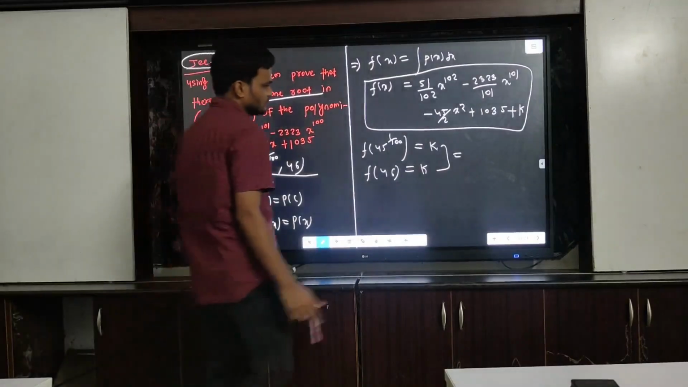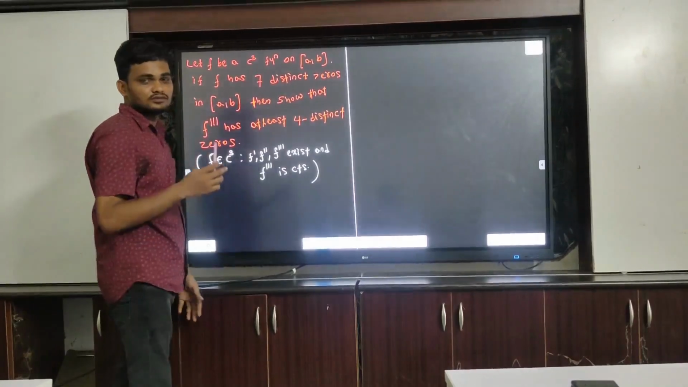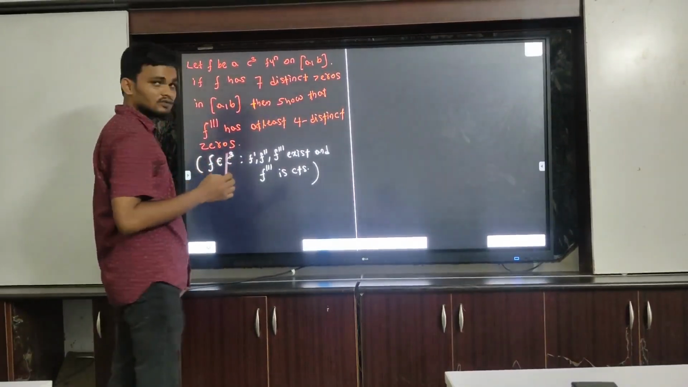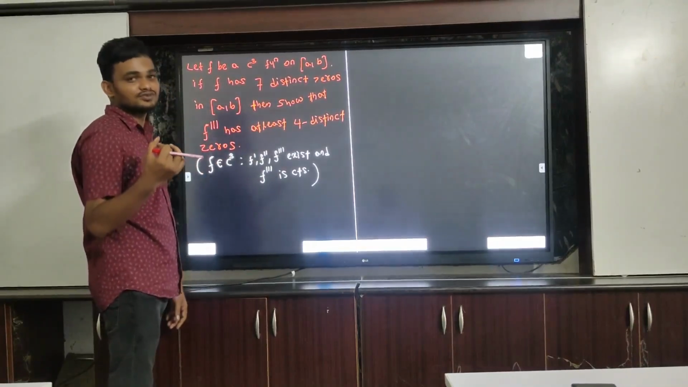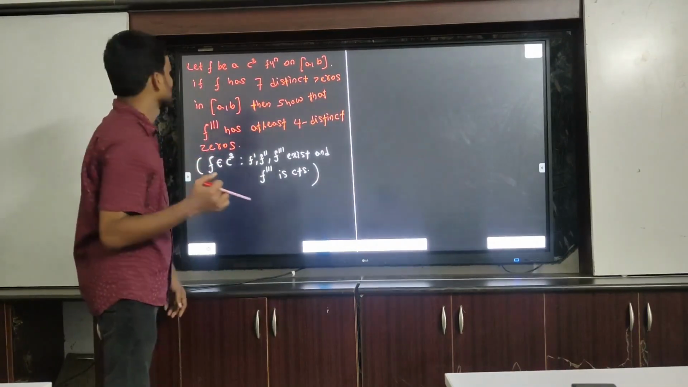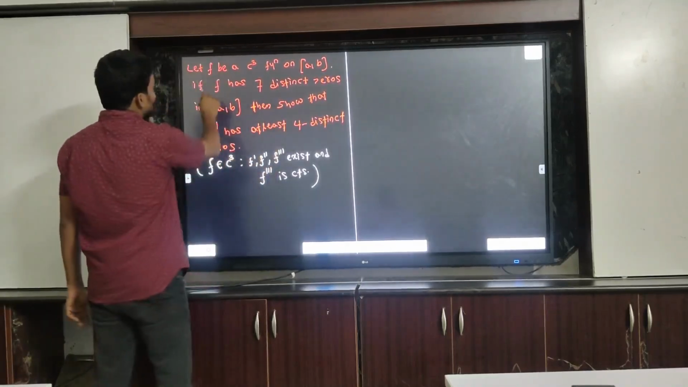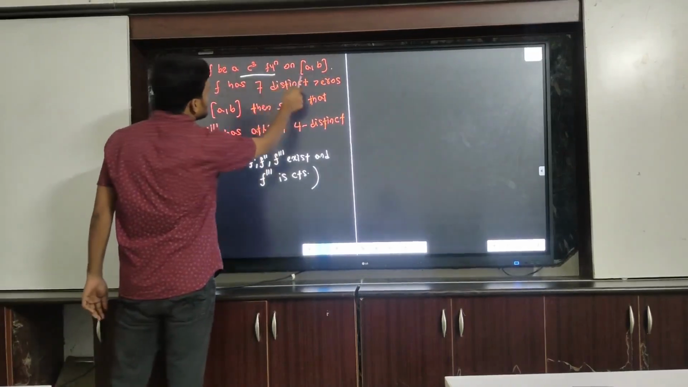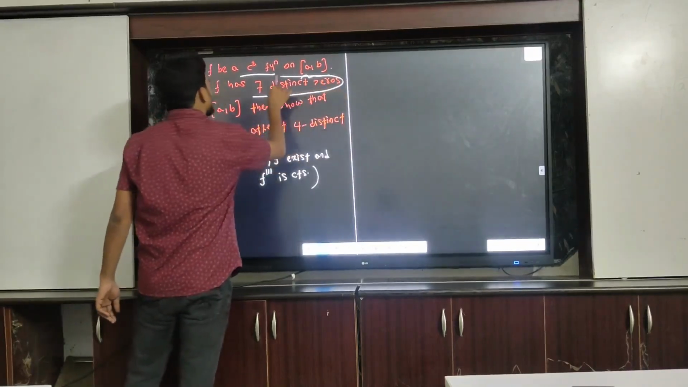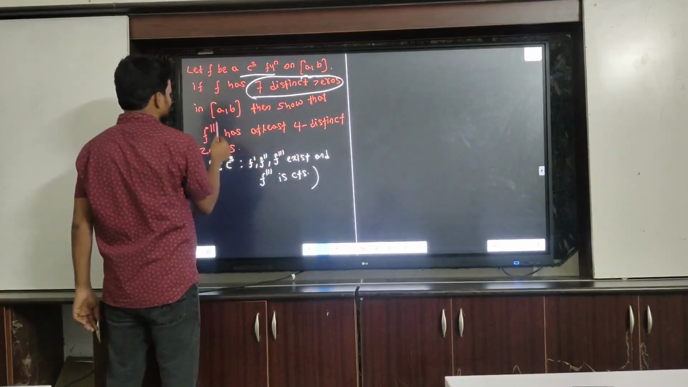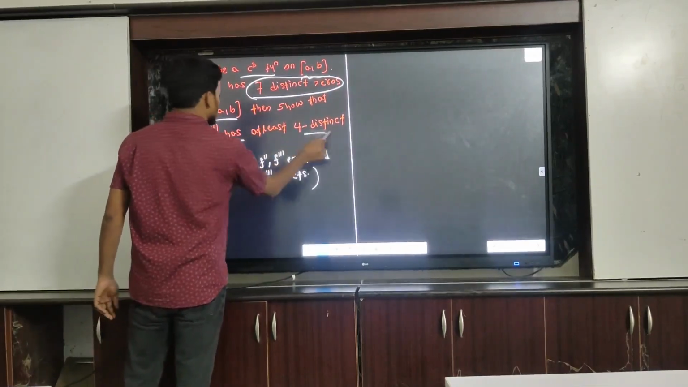Let's solve another question. This is one of the most important questions based on Rolle's theorem, which is asked in higher mathematics as well. Let's understand what the question is exactly. Let f be a C3 function on a closed interval. If f of x has 7 distinct roots in the closed interval, then show that f triple dash x has 4 distinct roots.